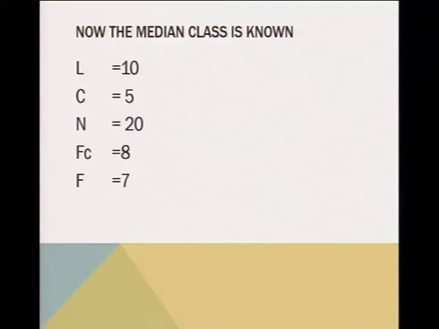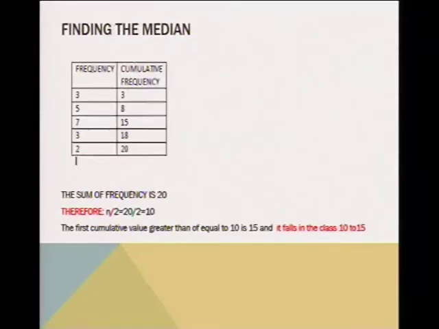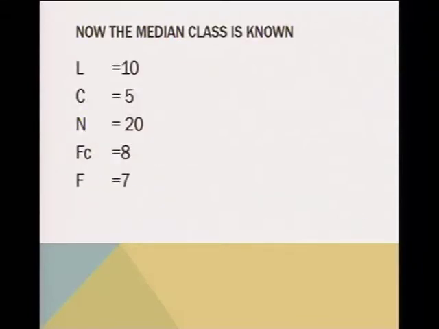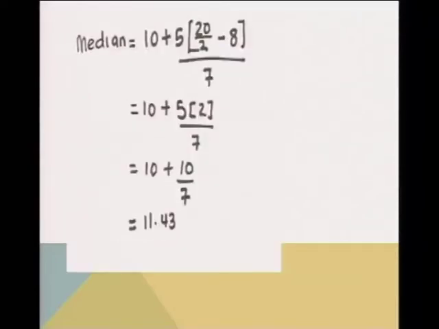N is the total number of the frequencies, and fc is the cumulative frequency of the class before or above the median class. The median class falls where? It falls where 15 is. What is the cumulative above 15? It is 8. And that is what I gave you in the definition. And then the frequency of that median class is what? It is 7.